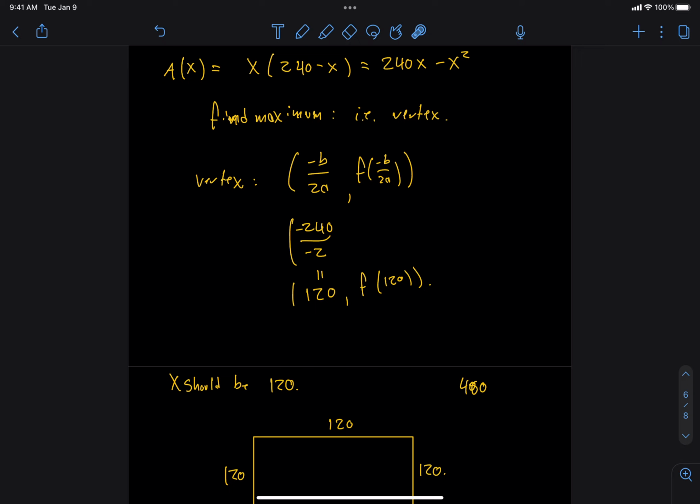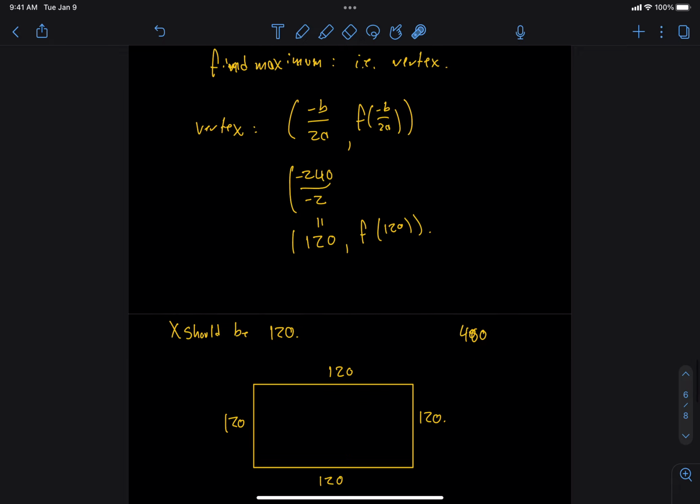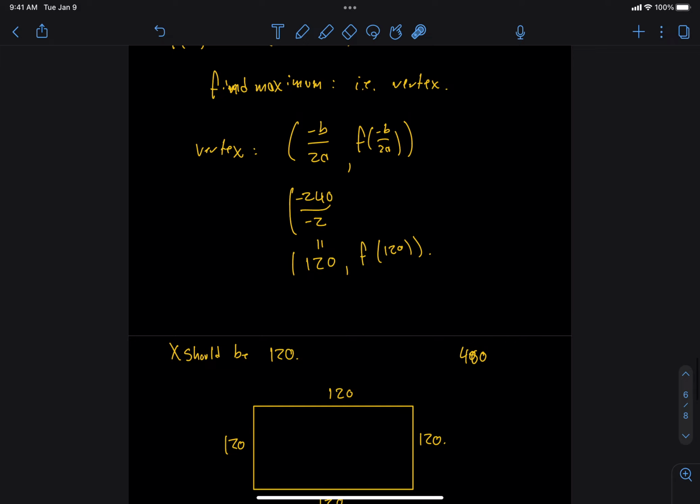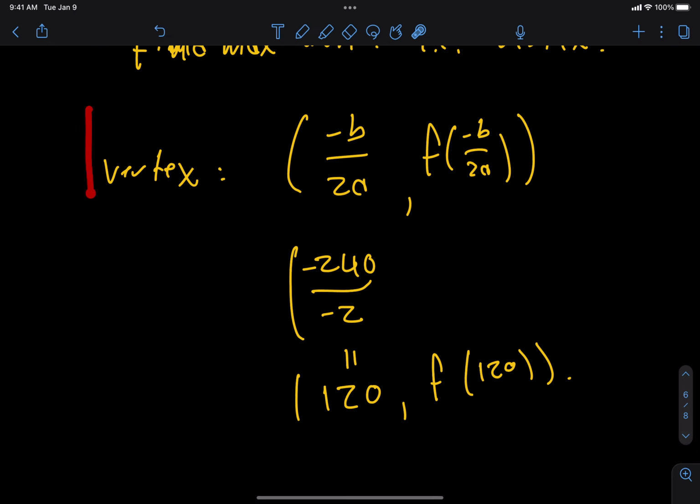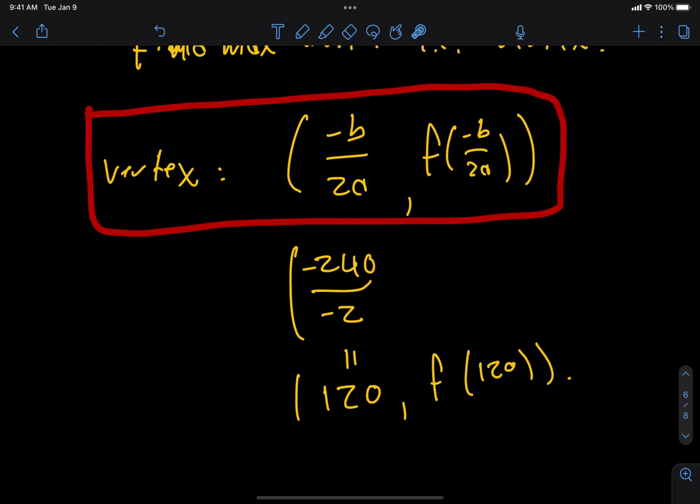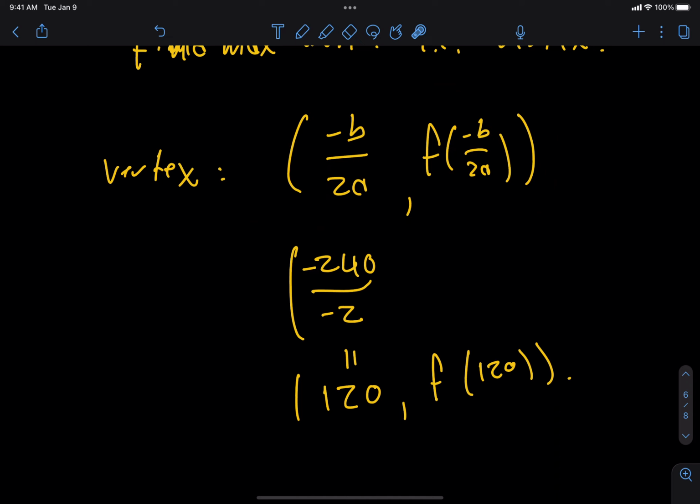Do we have to memorize that formula, right? Your question is, should you memorize this? I'd recommend it, but you could get by without memorizing it as long as you're comfortable with completing the square.